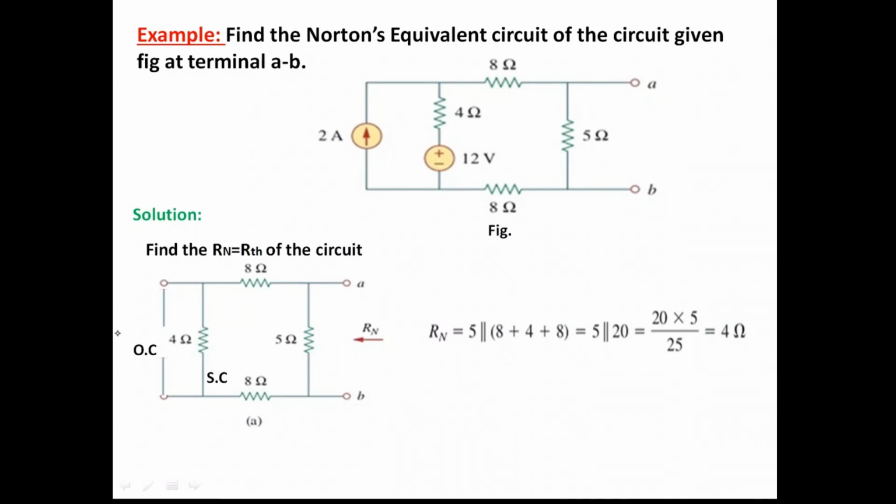So how do you find Rn here? See here, if you look at this circuit looking from this end, 8, 4 and 8 are in series, and the combination is in parallel. In series, therefore adding 8 plus 4 is 12, 12 plus 8 is 20. 20 is in parallel with 5. And then the parallel combination 20 into 5 by 20 plus 5 is 100 by 25, that is 4 ohms. Therefore your Norton's equivalent resistance is given by 4 ohms.